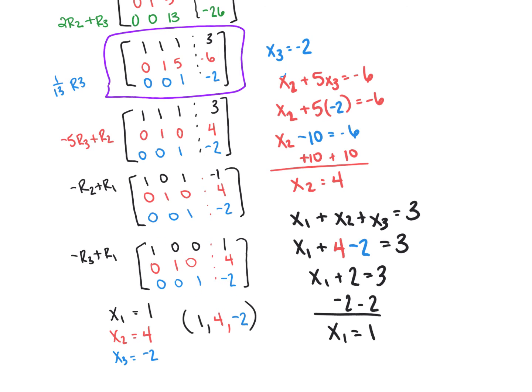This is called the identity matrix right here. Anytime you have all zeros and ones, it's called the identity. Technically, this is what we call row reduced. Anytime you have a diagonal full of ones like this and zeros underneath it, that's called row reduced. And once you get to row reduced, you can back substitute. All right.